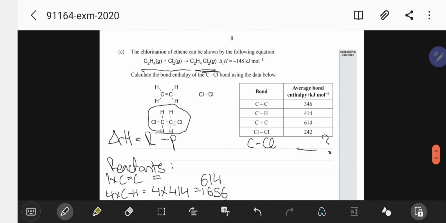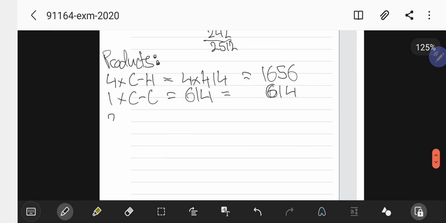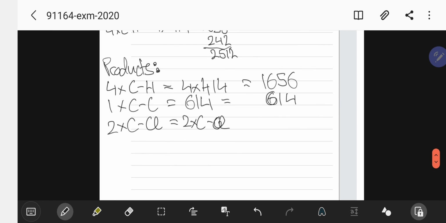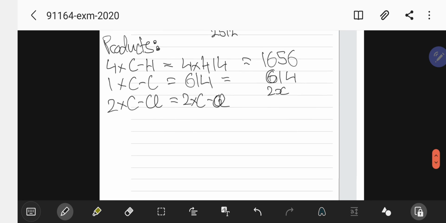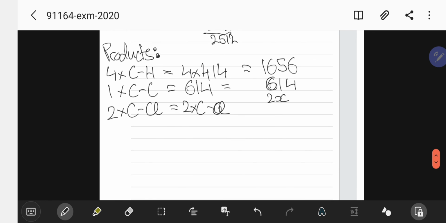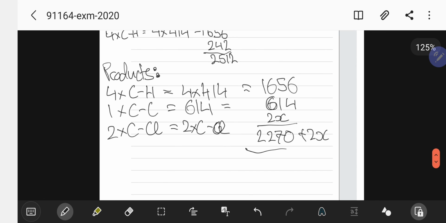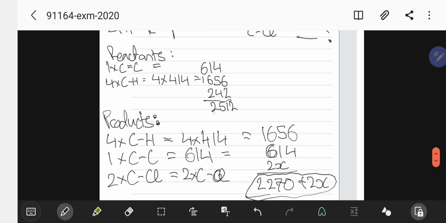What else do we have? We have 2 C-Cl bonds, so we have 2 times C-Cl, but we don't know what it is, so I can just write this as 2x. So what we can do is we add these up. 1656 plus 614 is 2270 plus 2x. So this is our products here, and this is our reactants.